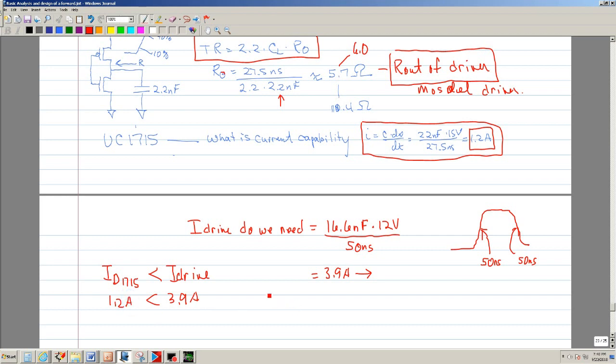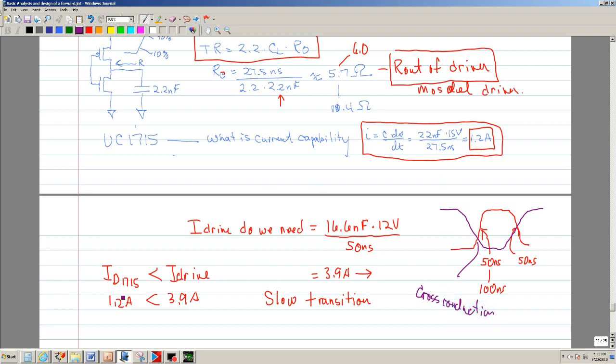So what's going to happen? I'm going to have a slow transition. In other words, instead of being 50, it might be 100 or more. Is that a problem? Yes, it could be, because if it's slow, you might have cross conduction. In other words, instead of having a dead band, you might have something that looks like this, and then in this area, you get cross conduction.